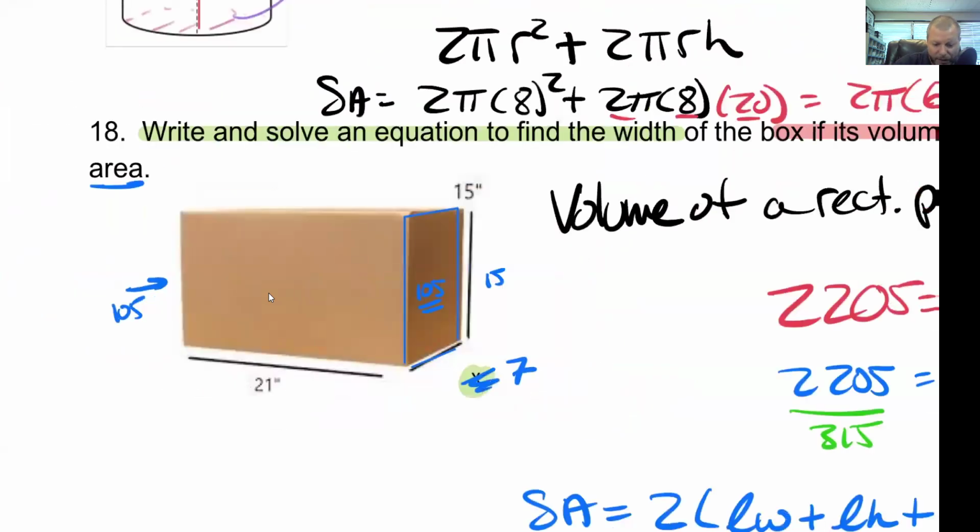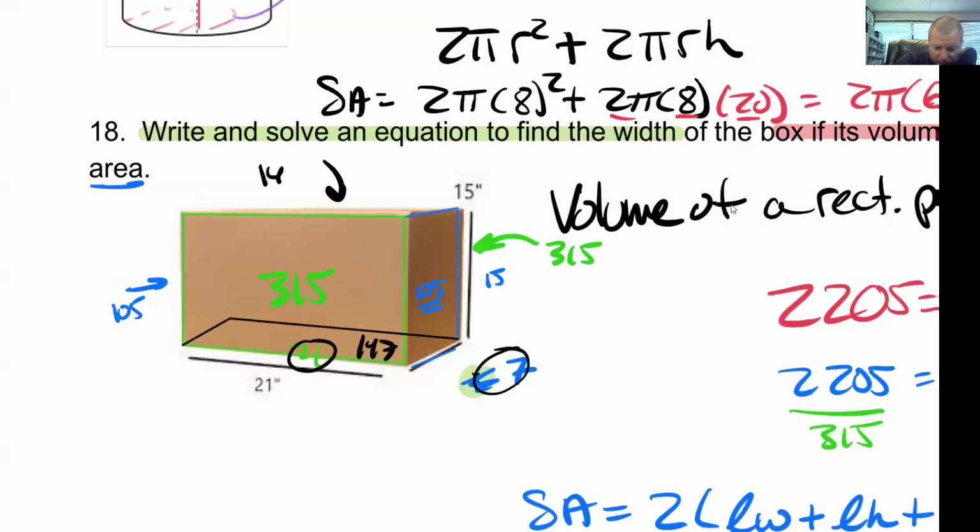If I look at this front face, I have a 21 on the bottom, and then I have a height of 15. So this rectangle would have an area of 21 times 15, which is going to be 315. And there's another 315 on the back, right? That back side of the rectangle. And then if I think about the bottom, which we can't really see, but would be like right here, it's 21 by 7. So we multiply those together, we get 147. And that's also the area of the top.